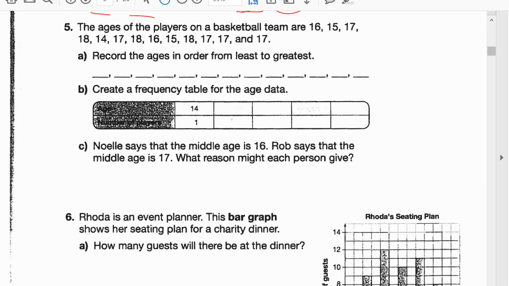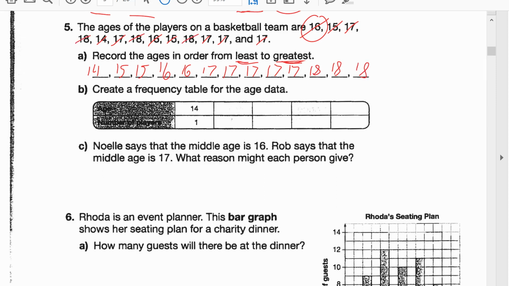The ages of the players on the basketball team are 16, 15, 17, 18, 14. Record the ages in order from least to greatest, smallest to biggest. So we have 14, that's our smallest. Then a 15, then another 15. Then 16. Then 17, 17, 17, 17. Oh, I missed a 16. So I'm going to erase that one, put 16 there, then 17. Then we had three 18s.